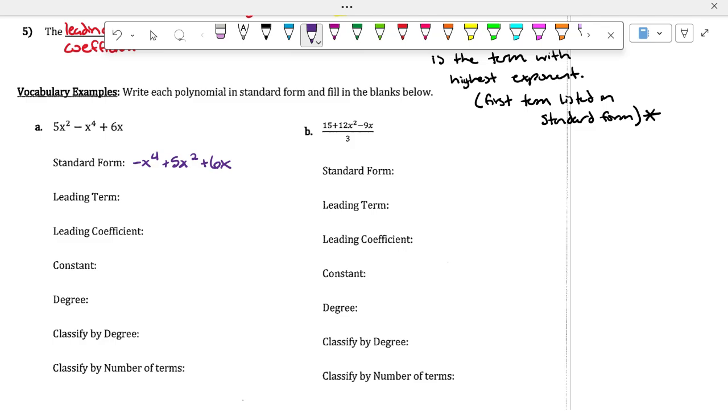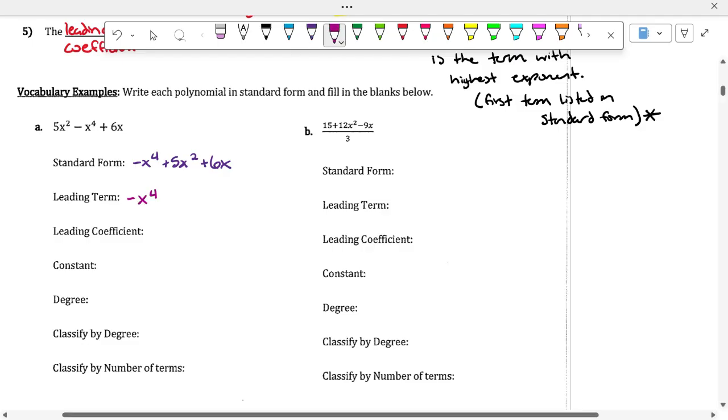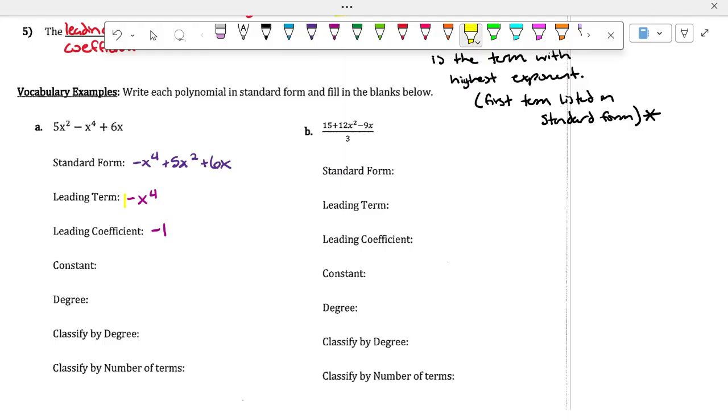Now that we have it in standard form, what's the leading term? Negative x to the fourth. So negative x to the fourth is the leading term. What's the leading coefficient? What's the only thing in front of that x to the fourth? A negative sign, right? So it's not just 1, it's negative 1. Remember, if there's nothing written in front of it, the unspoken number is 1. But if there's a negative there, it becomes negative 1.